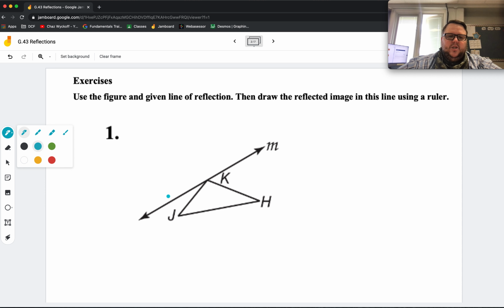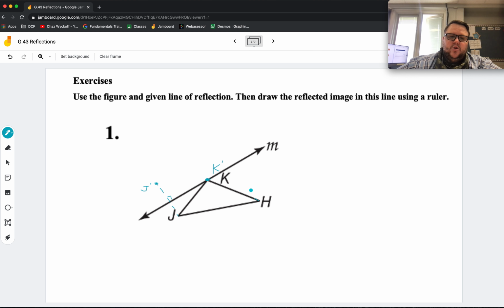J is our pre-image point. So I'm going to draw a perpendicular. Perpendicular just means that it's 90 degrees here. And I want it to be the same distance. So J is going to come out to right here, and that's no longer going to be J. It's called J prime. Now K, if you notice, K is on the line of reflection. So since it's on the line of reflection, I don't even move it. I just relabel it K prime.